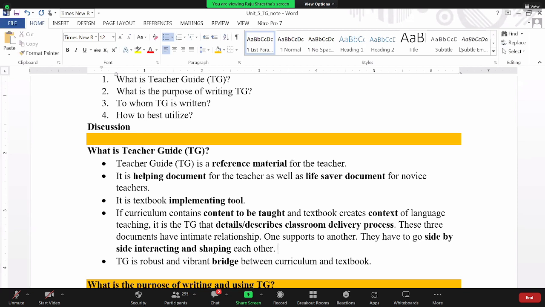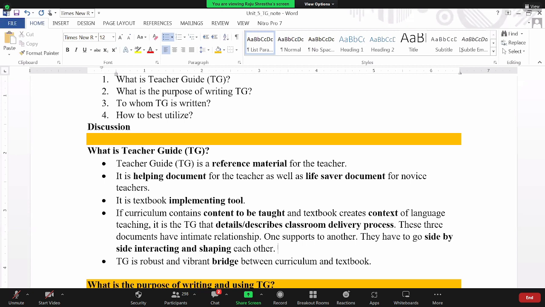The curriculum provisions, the curriculum mentions the possible objectives, learning outcomes. They are the teaching content. Of course, language functions will be there. Of course, skills will be there. Grammar part will be there. Content will be in the curriculum. Then it is the textbook that creates the context for language teaching and learning. Context will be there, and it is the TG that describes the classroom delivery process.